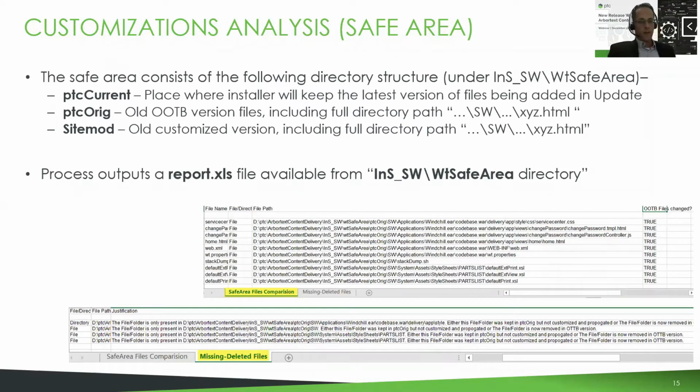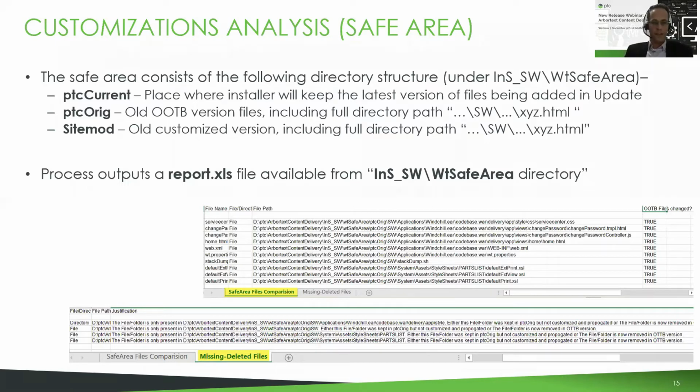As for how this process works, there are fundamentally 3 folders that are being created as part of this. The entire analysis or comparison report process is called safe area. And it consists of basically 3 types of folders or directories that you need to maintain while going through this process. The PTC current, that's the place where we'll keep the latest version that you're going to update to. The PTC orig, that's basically the original or the old out-of-the-box version. And the site mode, this is typically going to be your existing customized version.